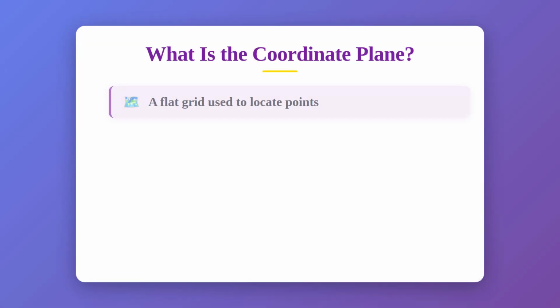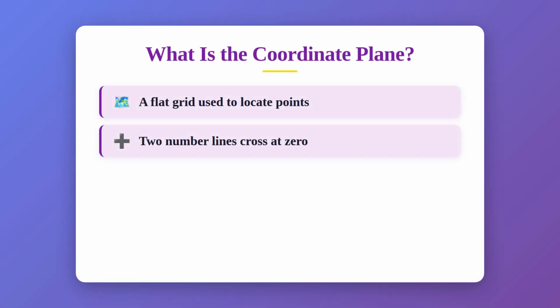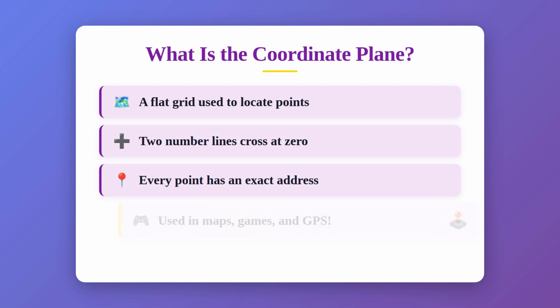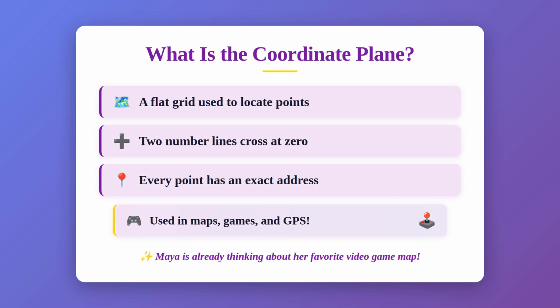Okay, so what exactly is a coordinate plane? Think of it like a giant map grid, the kind you see in video games when you're trying to find a location. The coordinate plane is made of two number lines that cross each other at exactly 0. Together, they create a flat surface where every single point has its own unique address. No two points share the same spot, just like no two houses share the same address. Pretty cool, right? Maya's already thinking about her favorite video game map.